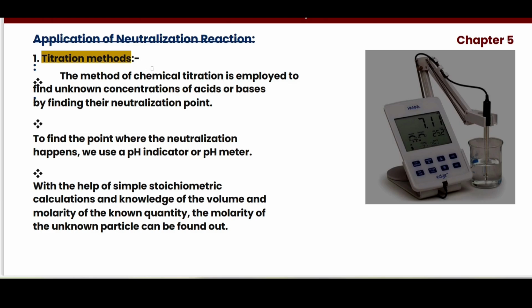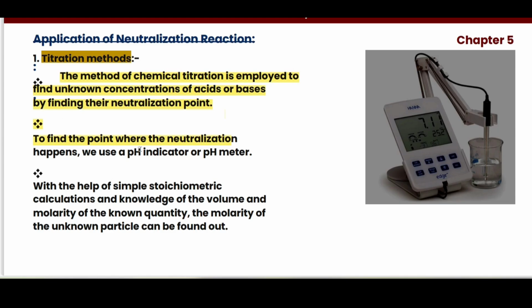Now application of neutralization reaction. So first we can use it in titration methods. What do you mean by titration? The method of a chemical titration is employed to find unknown concentration of acid or bases by finding their neutralization point. We can find out the neutralization point of these substances.